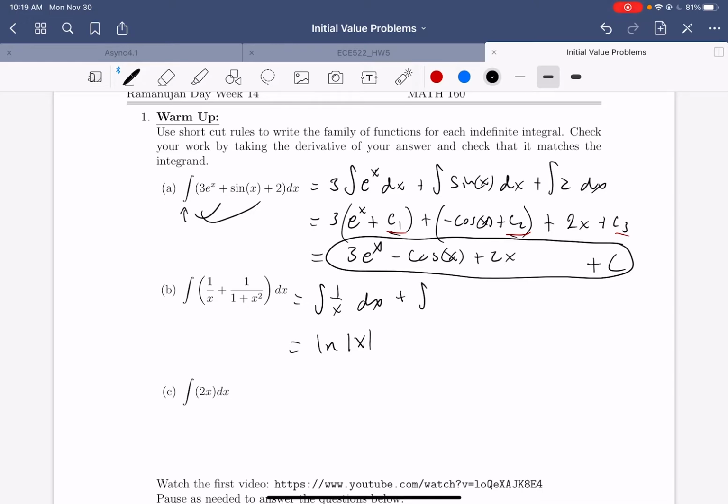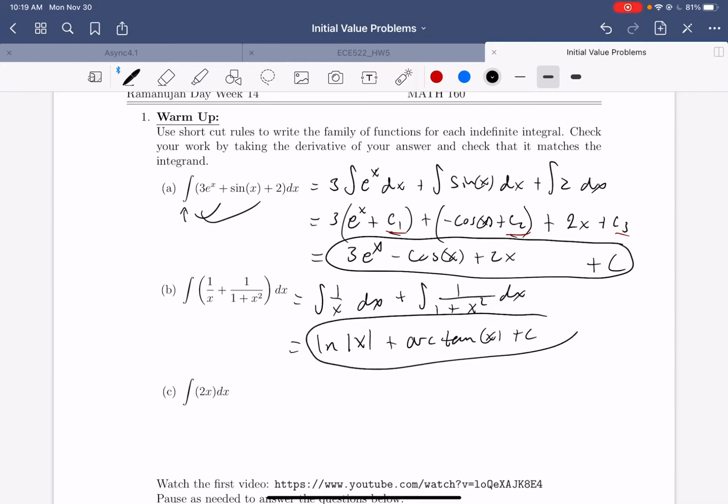And then the antiderivative of 1 over 1 plus x squared dx. So now we actually have an inverse trig function. This is arc tangent of x, and then I have a plus c. Here's my final answer. And then finally, I do another polynomial power rule. So if I add 1 to the power and then divide, I'm going to get x squared plus c. Here's my final answer.